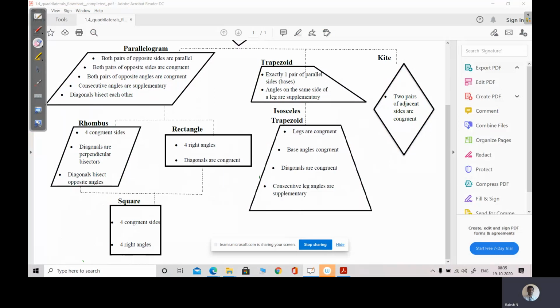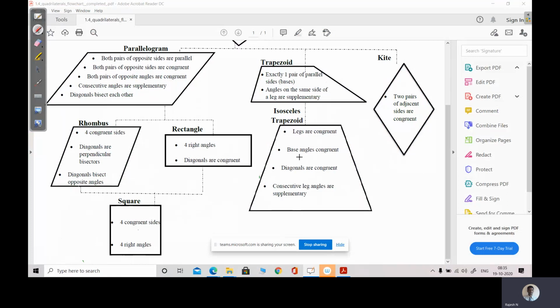Next, we can say that from rectangle also it will come to square. Rhombus also it will come to square. Rhombus means what? In a rhombus, if all angles are 90 degrees, it is a square. In a rectangle, if all sides are equal, it is a square. The four congruent sides and right angles.